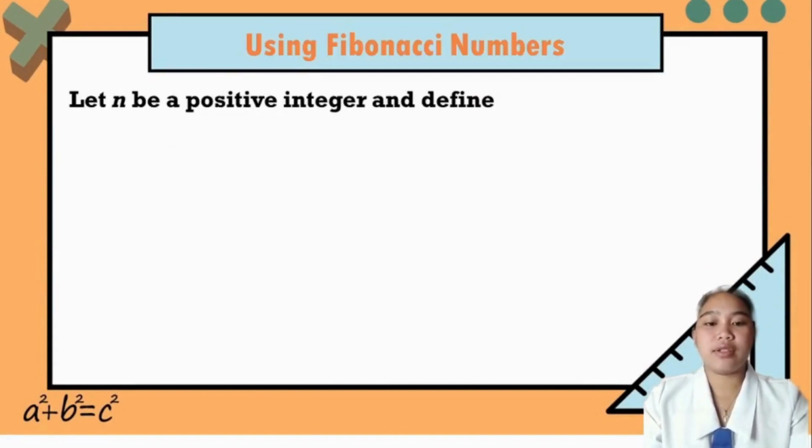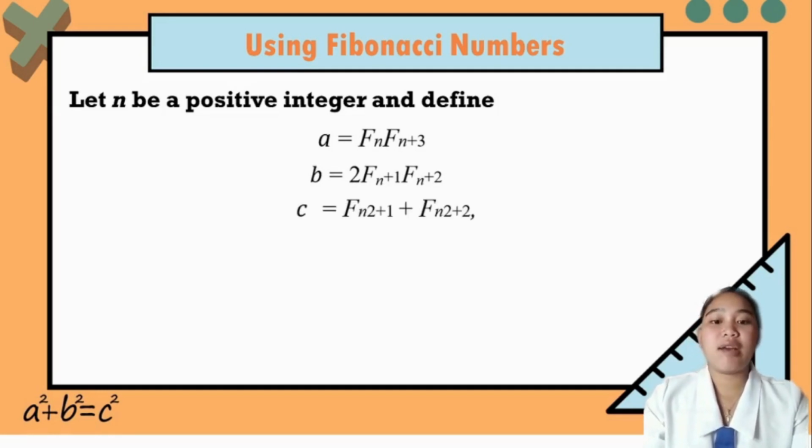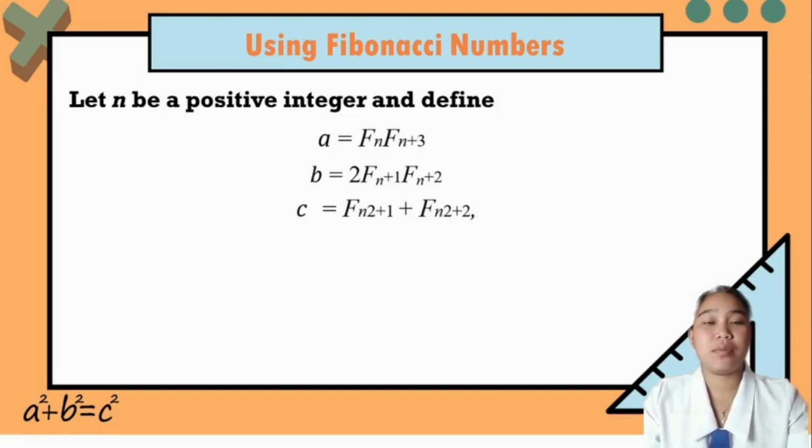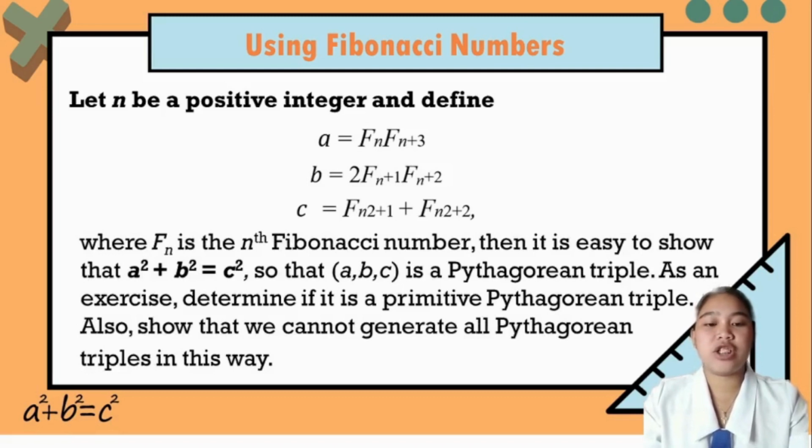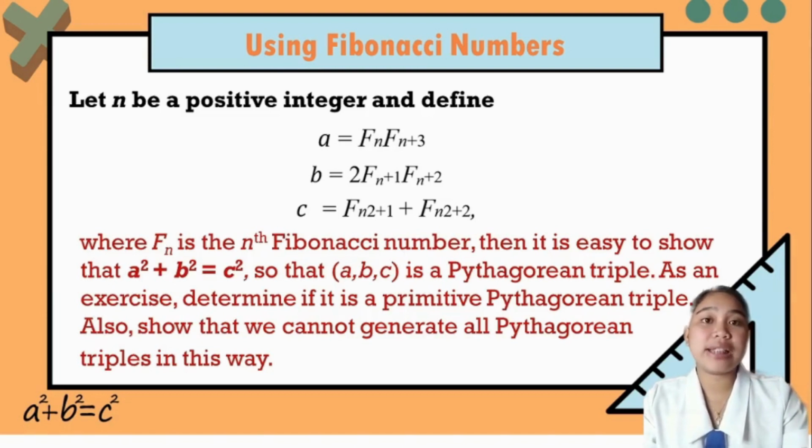So next we have: let n be a positive integer and define a equals f sub n plus 3, b equals 2 f sub n plus 1 times f sub n plus 2, and c is f sub n plus 1 squared plus f sub n plus 2 squared, where f sub n is the nth Fibonacci number. Then it is easy to show that a squared plus b squared equals c squared, so that a, b, c is a Pythagorean triple.